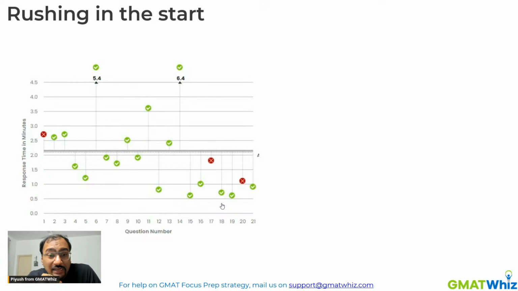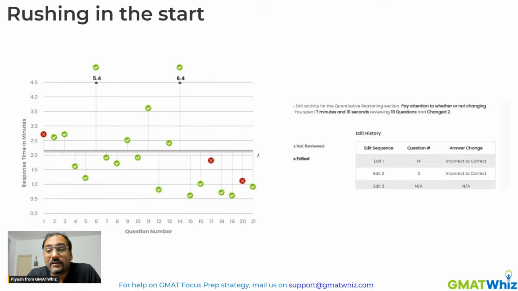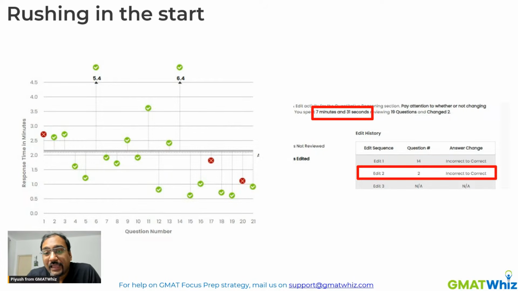Obviously, the data seems pretty good. Like most of the things are green. But what is hidden over here is something you need to focus on, the question review. If you notice, he ended up spending 7 minutes 31 seconds on reviewing the questions. And if you see the second highlighted part over here, he changed the answer of question number 2 from incorrect to correct. So although it looks correct over here, in reality, this question was actually incorrect.